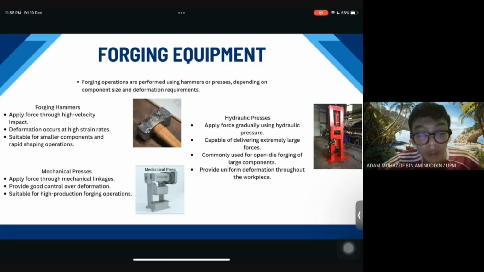And lastly, hydraulic presses apply force gradually using hydraulic pressure and are capable of delivering extremely large forces. They are commonly used for open die forging of large components because they provide uniform deformation throughout the workpiece.